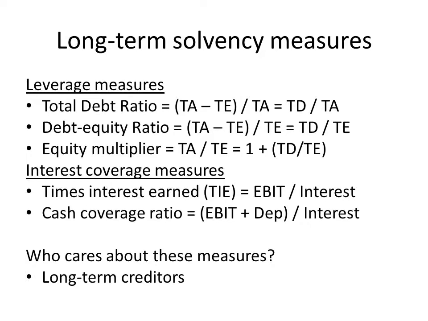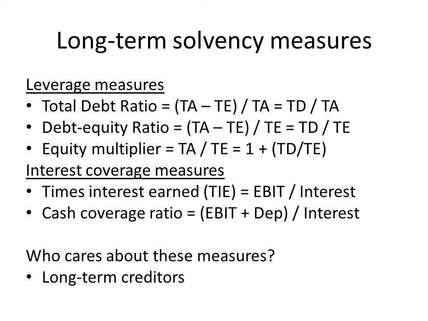That's why the equity multiplier is also equal to 1 plus the debt to equity ratio. So if I give you a problem where you need the equity multiplier, but I've given you the debt to equity ratio, it's really easy. You just take 1 plus the debt to equity ratio.